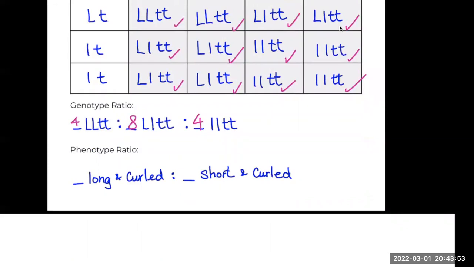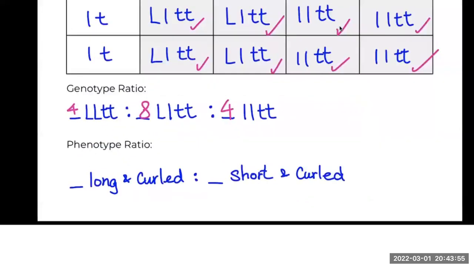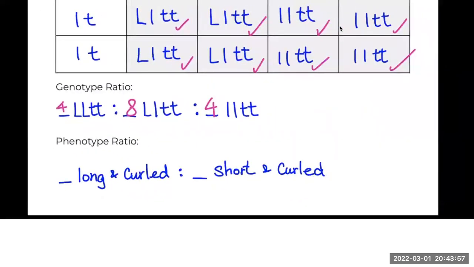Now, phenotype ratio. We can either get long and curled lashes if we have something like this, all right? So both of these are going to show long and curled lashes. We'll write them down. So that's 12 together, 4 plus 8. And then short and curled lashes will be this one. So you have 4. So it's a 12 to 4 ratio.